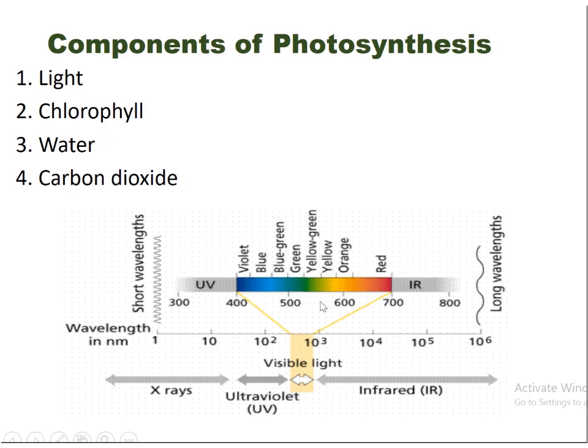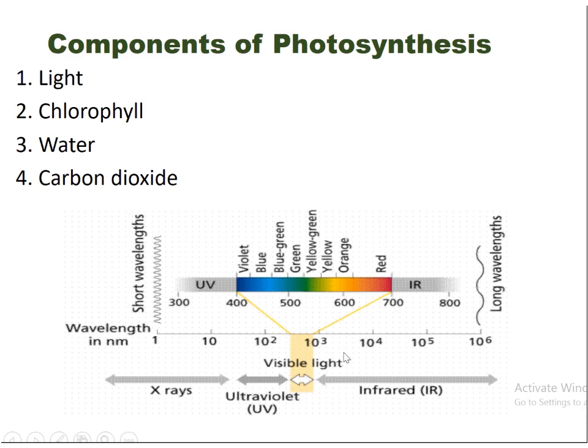So the plant can use only this visible spectrum. The visible spectrum is the portion of the electromagnetic spectrum. It has 7 colors of different wavelengths. The colors are violet, indigo, blue, green, yellow, orange, and red, and it is symbolized as VIBGYOR.